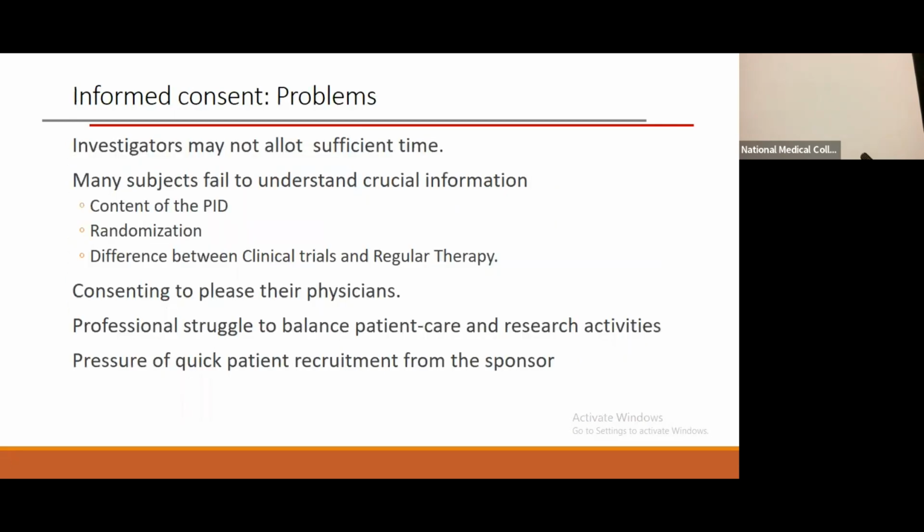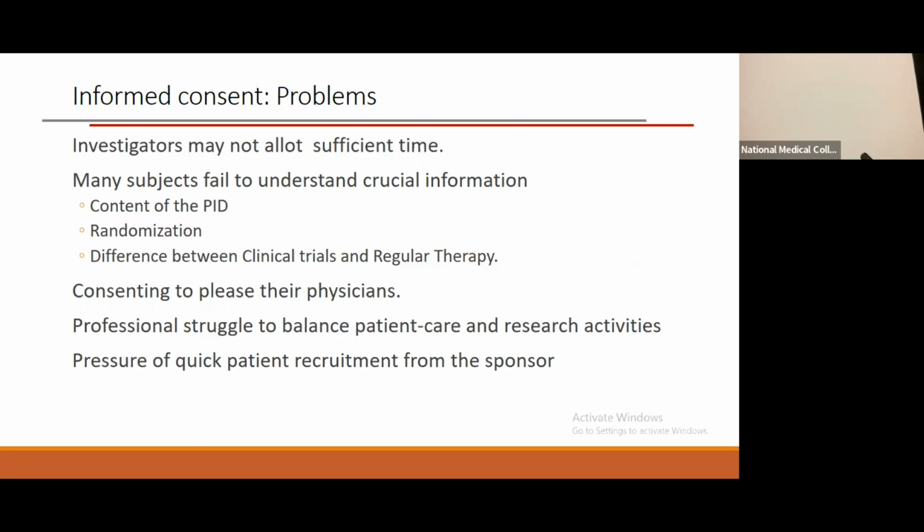So I feel these are the issues. Investigators do not allot sufficient time. And there are some subset of patients who fail to understand crucial information because of the content of the PID. Randomization is a very alien concept to the patient. And what is randomization? It's so difficult to explain to them. Then they also find it very difficult to understand what is the difference between a clinical trial and a regular therapy. So they think that whatever is being tried is likely to be more toxic. So they have a pre-formed notion about that.